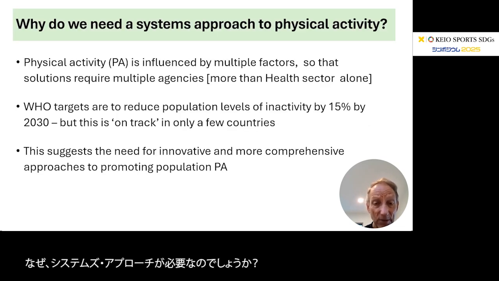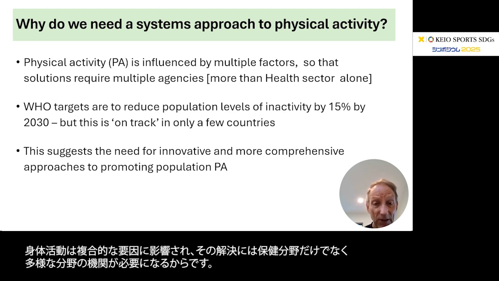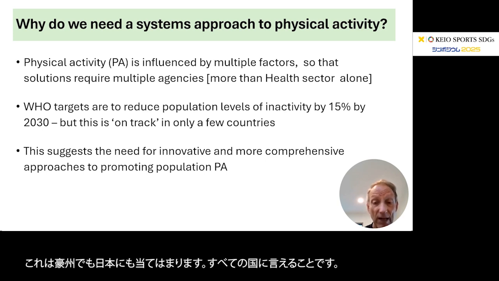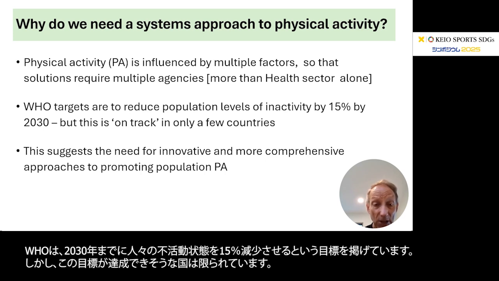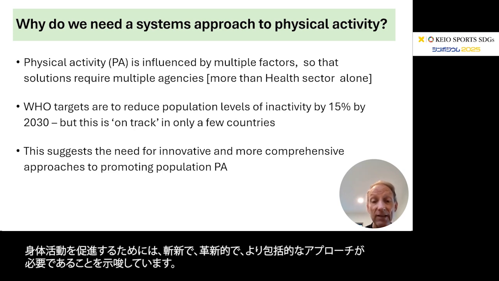Why do we need a systems approach? We need this because physical activity is influenced by multiple factors, and solutions need multiple agencies, more than the health sector alone. This is true in Australia, it's true in Japan, it's true in every country. We have WHO targets to reduce population levels of inactivity by 15% by 2030, but this is on track in only a few countries. This suggests we need new, innovative and more comprehensive approaches to promoting physical activity.